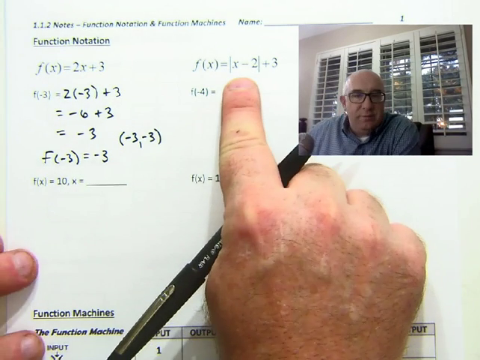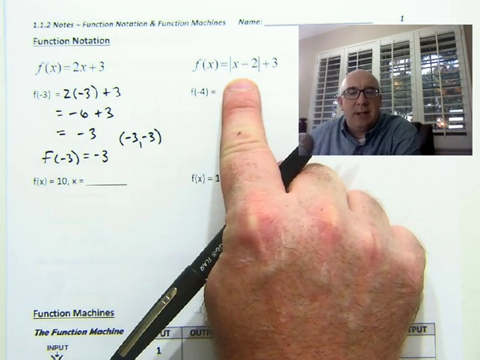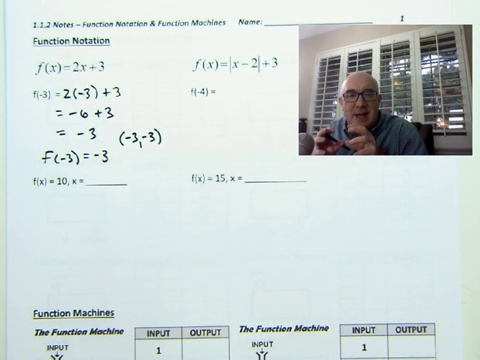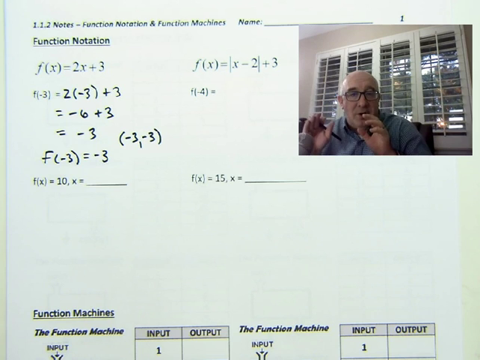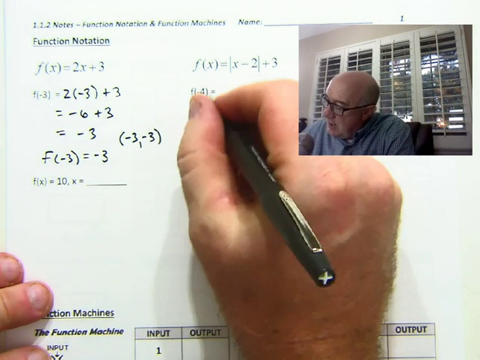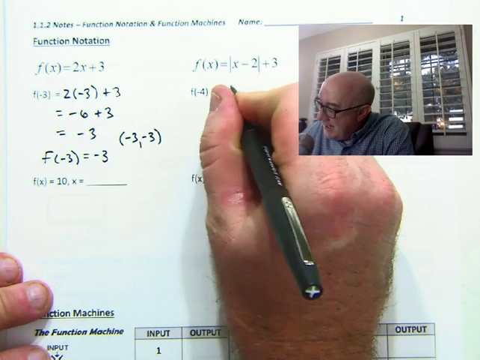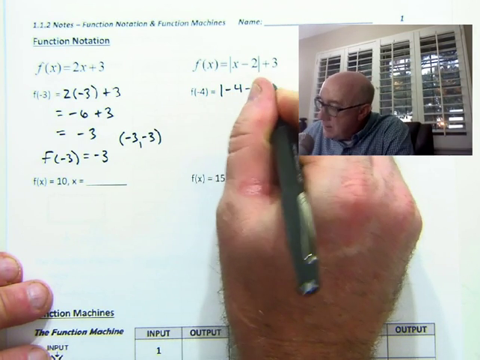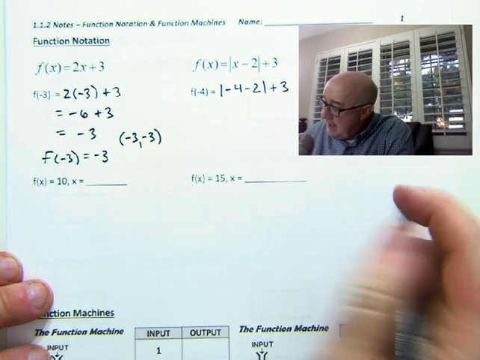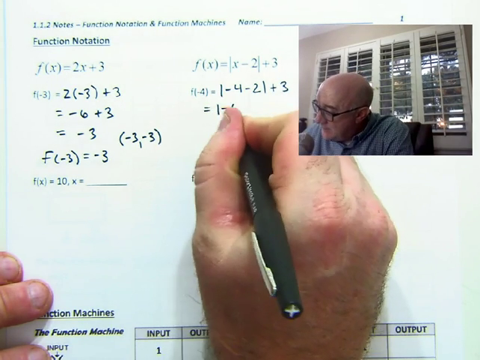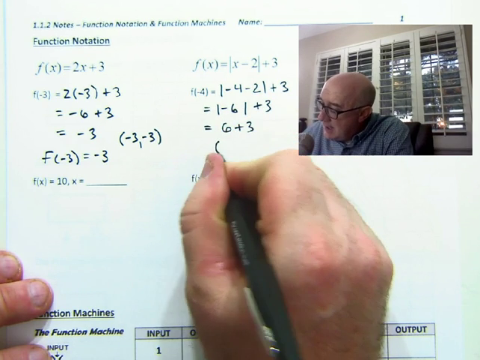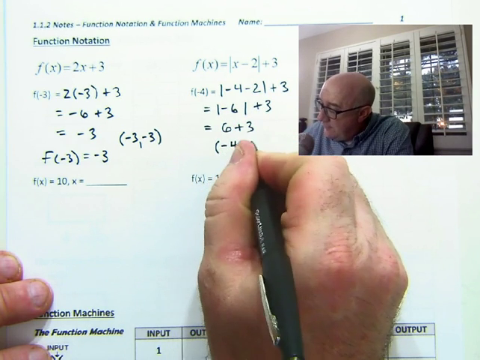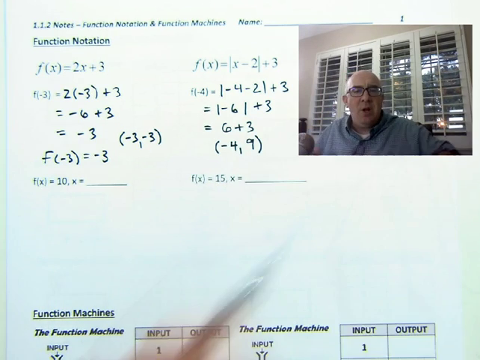Let's do absolute value. Do you remember how those work? Once you've simplified the absolute value bracket, it basically asks you the question, how far are you from 0? That's why it's always positive. So f of negative 4 would mean a negative 4 in there. And then that simplifies to negative 6. That comes out as 6 and 3. And so we get negative 4 and 9.